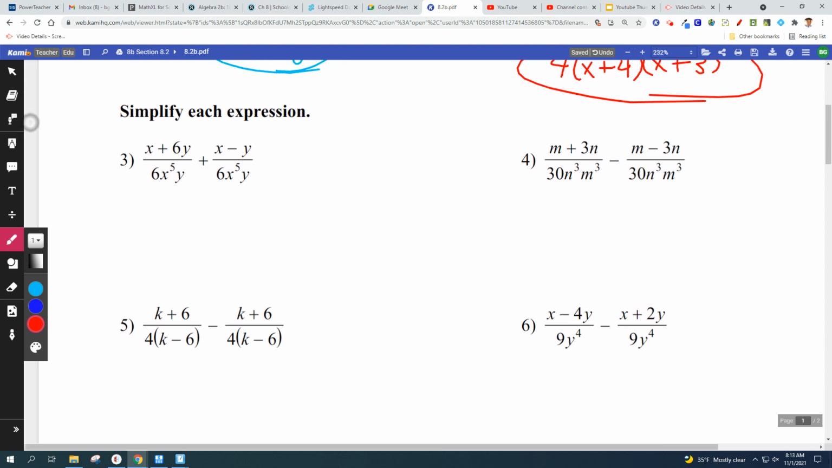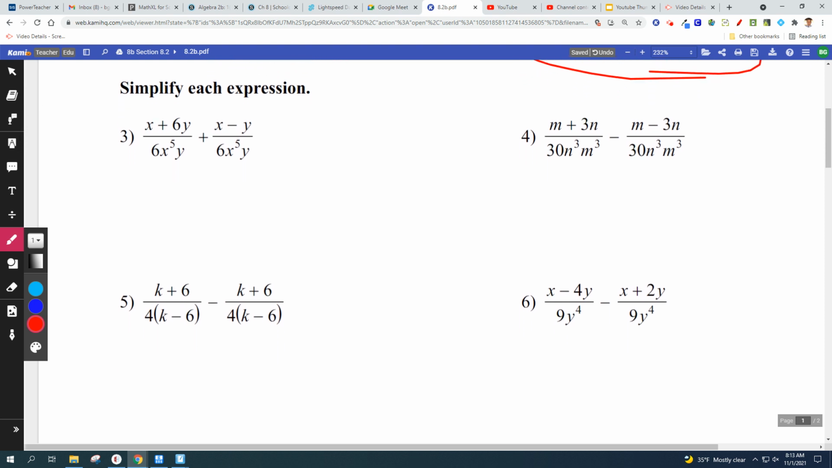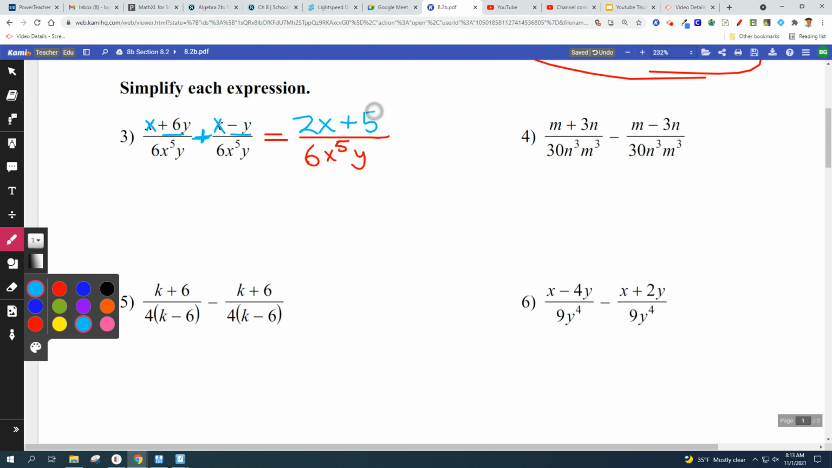Essentially, when we're adding and subtracting rational expressions, we're just adding and subtracting fractions. So in a problem like number 3, when you've got the denominator is already the same, then you just add. We already know the denominator is whatever this is, 6x to the 5th y. On the top, we combine like terms. I see x plus x is 2x. And 6y plus negative y is plus 5y.